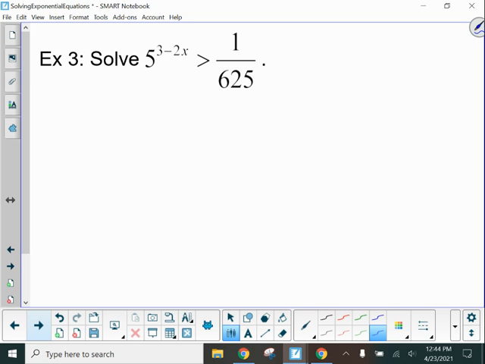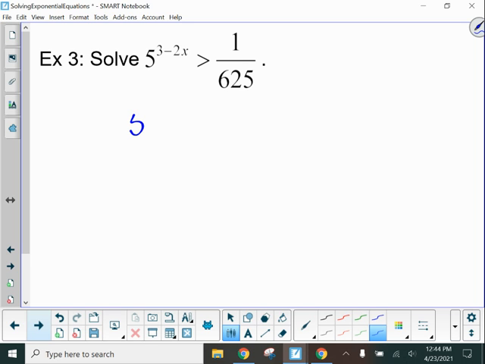This process also works for inequalities, and there are none of these on the worksheet that you're going to be doing for exponentials, but I still wanted to make sure that you have some exposure to these types of questions. So I can rewrite both of these as base 5.